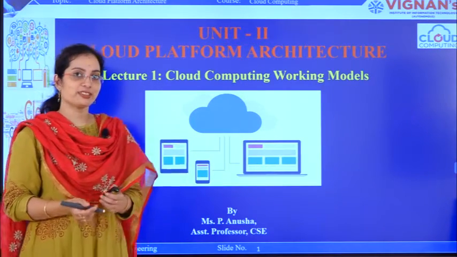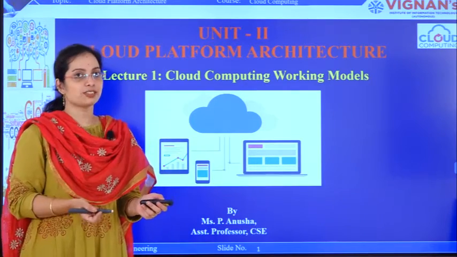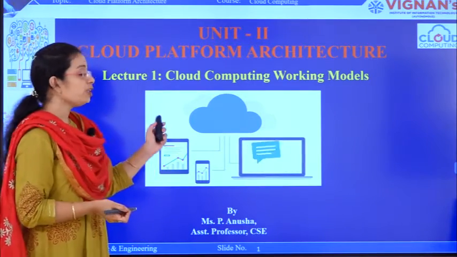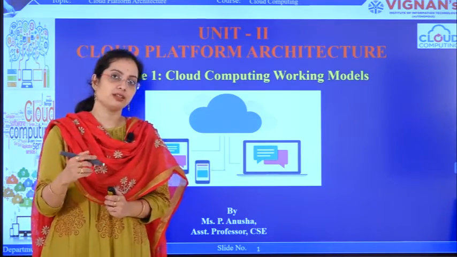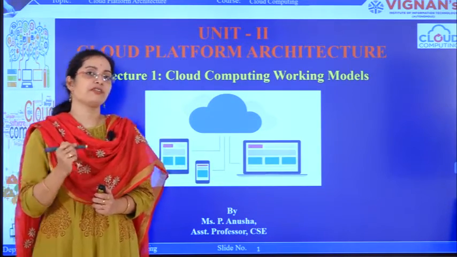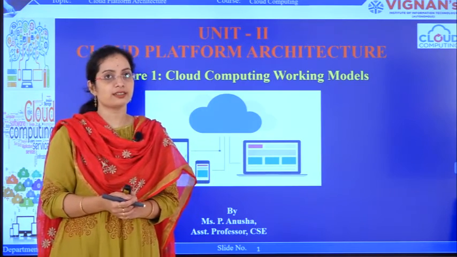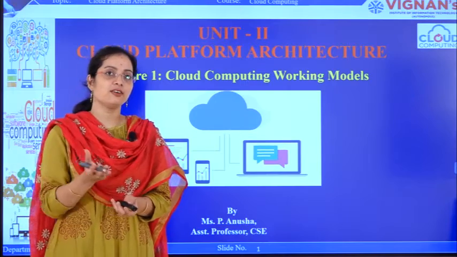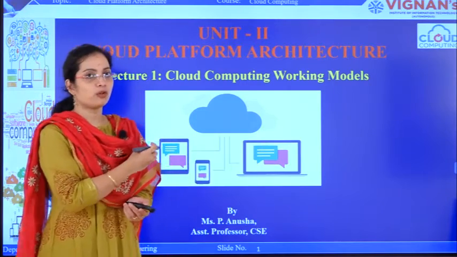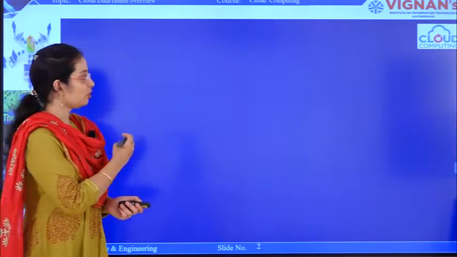Today we are going to discuss our unit 1 first topic. It is regarding the cloud computing working models. So, in the previous lecture we have seen what the different working models available in the cloud are. It is serving in the form of the service models and the deployment models. Now, let us have a brief overview and introduction of this particular concept.